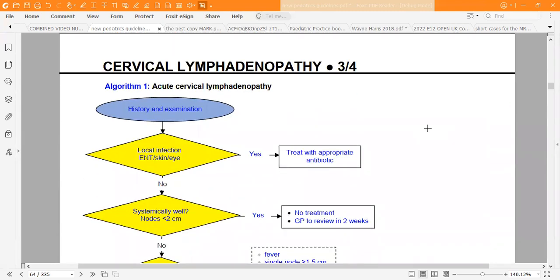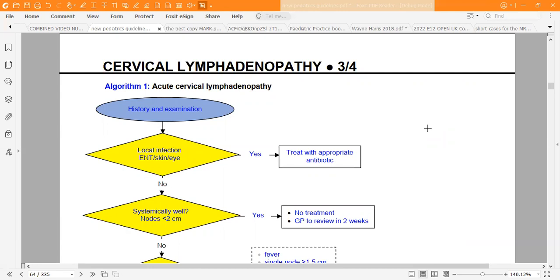So the last two pages of this guideline are basically summarizing the algorithm. It's really nice and cozy. It's straightforward for the acute and chronic cervical lymphadenopathy. Let's start with the acute cervical lymphadenopathy first.